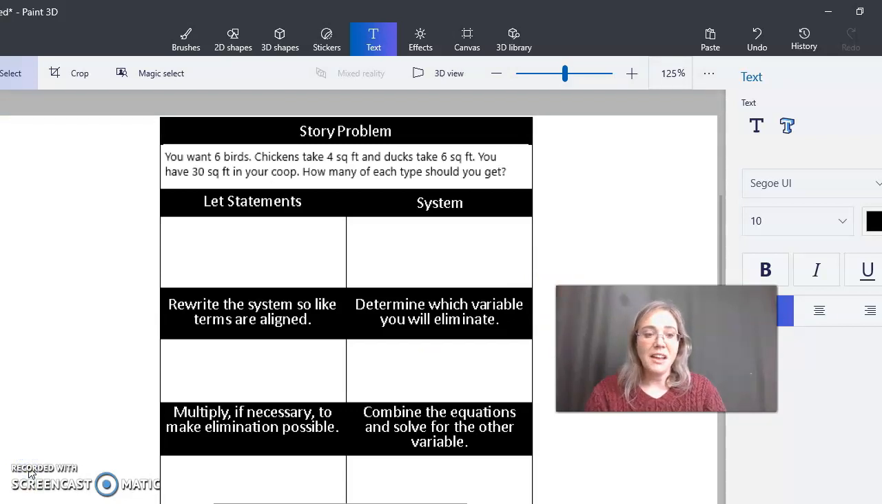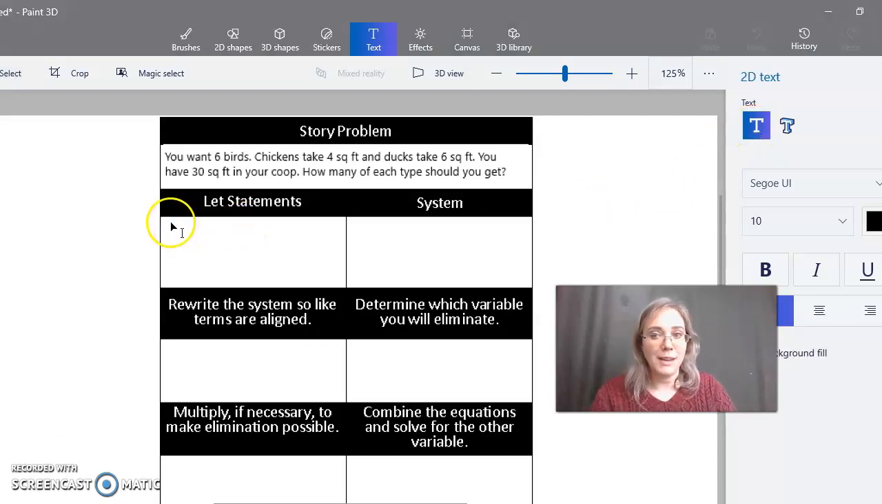Hey, this one is actually not in your packet, so I wanted to give you an entirely different example. So you want 6 birds. Chickens take 4 square feet and ducks take 6 square feet. You have 30 square feet in your coop. How many of each type should you get? So here we go. Ready?